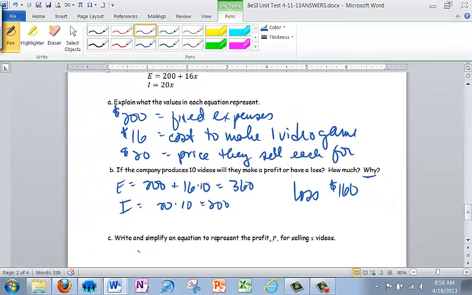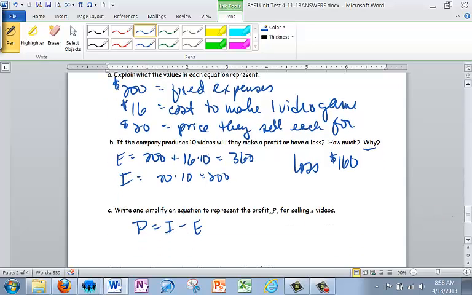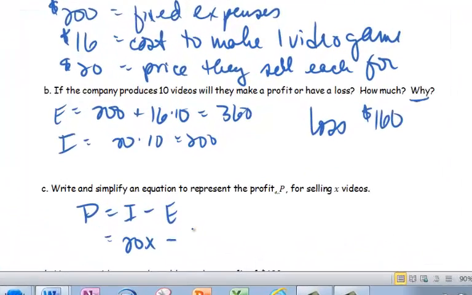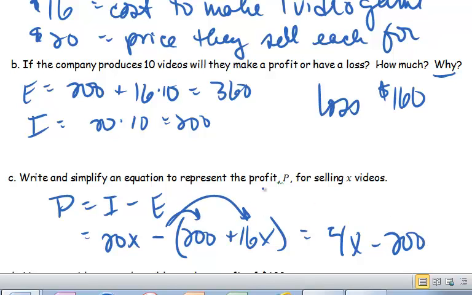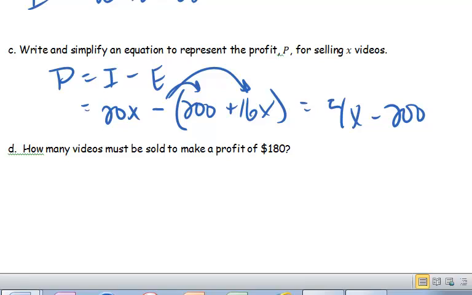For profit, the idea is to do income minus expenses. Some of you had that backwards, so be careful about that. You want to do how much money you gain minus the amount of money you spend. Now, the amount of money you spend is all of this, so you have to subtract all of this, so the parentheses are important. When you simplify, you get 4x minus 200. Don't forget to distribute the negative into the 16. If you got 36x, it's because you forgot to distribute the negative.